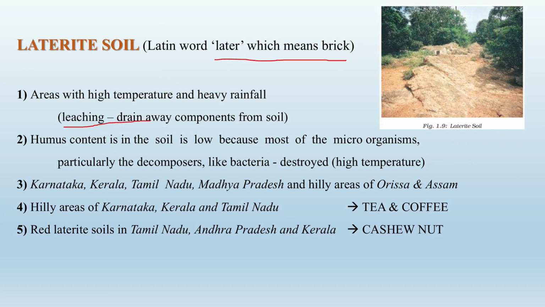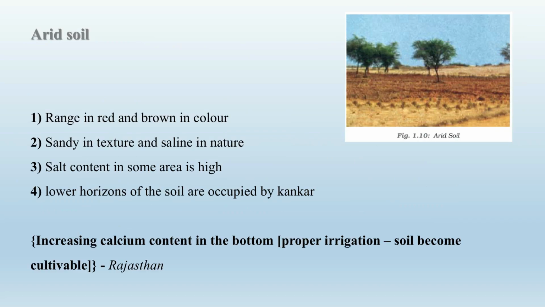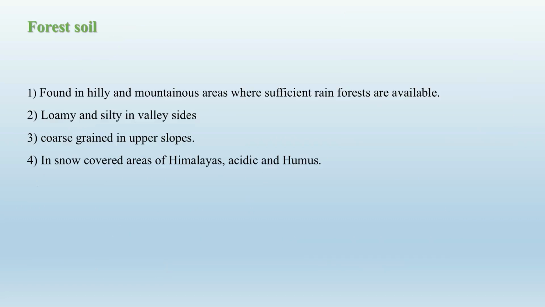Leaching is the process of removing nutrients from the layer of soil. So, mainly, it has a low profile of nutrients. Tea and coffee are cultivated. Cashew nuts are also cultivated in red laterite soil. Arid soil is mainly found in Rajasthan. Hot desert land has this kind of soil, and very fine particles. One can also cultivate in this land, with proper irrigation.